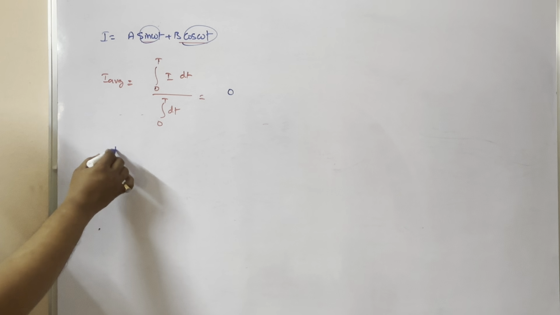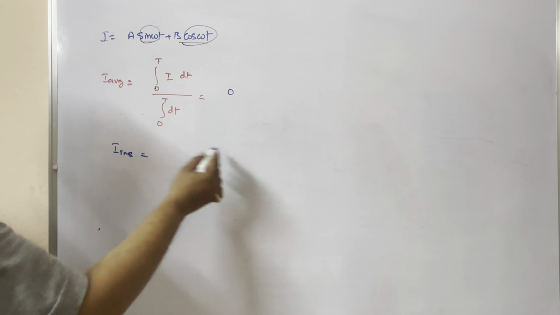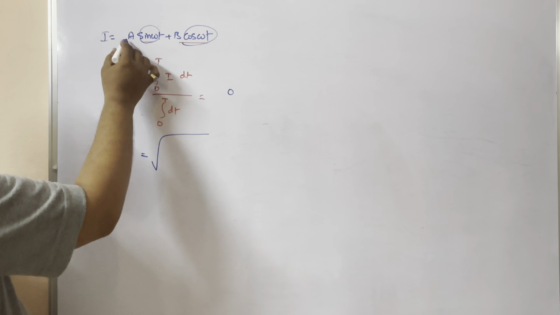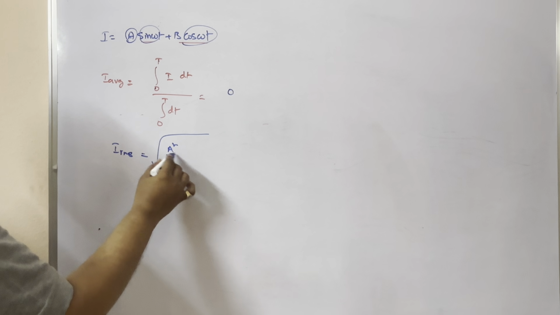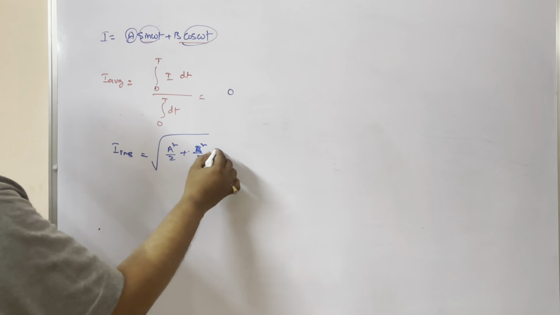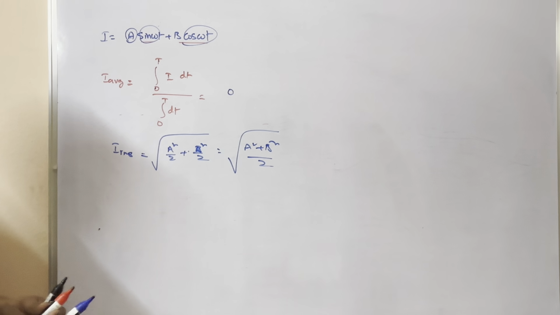If you want to get the IRMS value, just now we discussed, it is the square root of whatever is there. That is going to be a square by 2 plus b square by 2. That is going to be root of (a square plus b square) by 2.